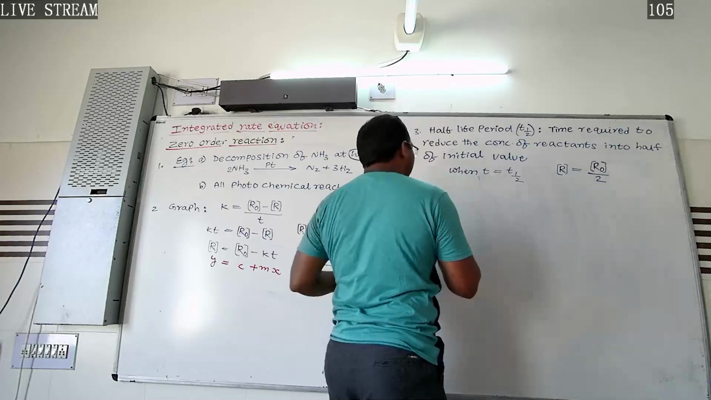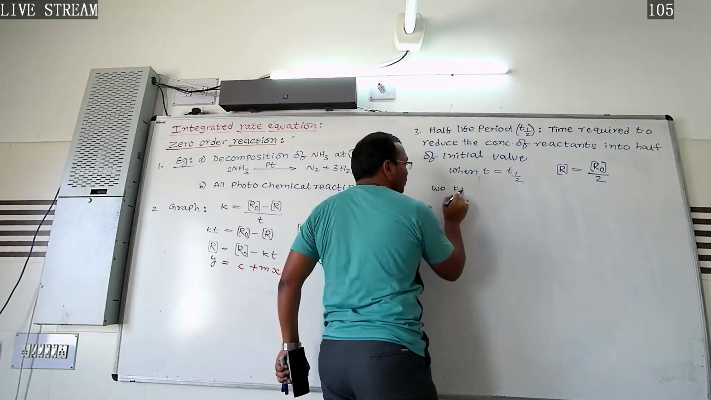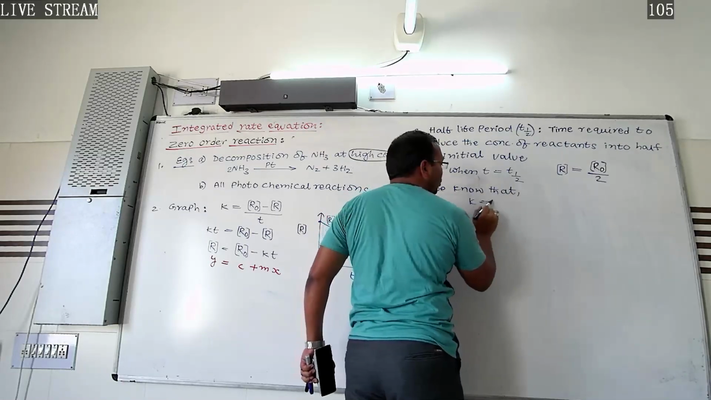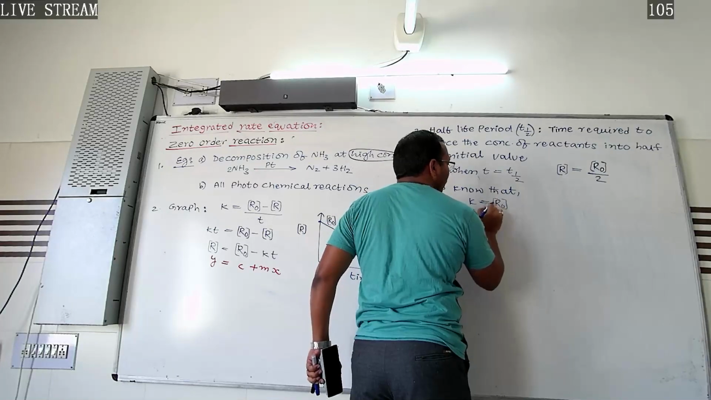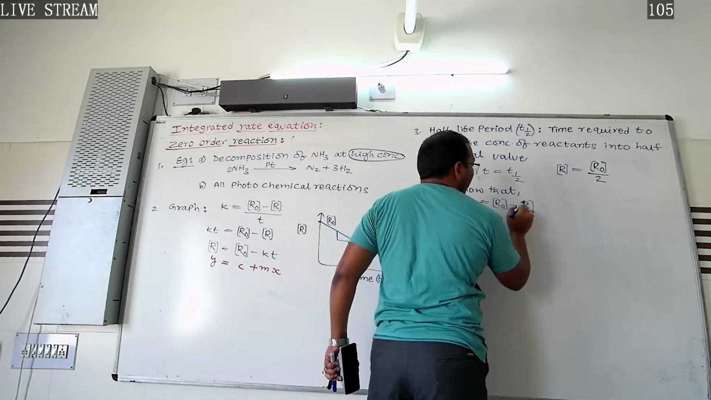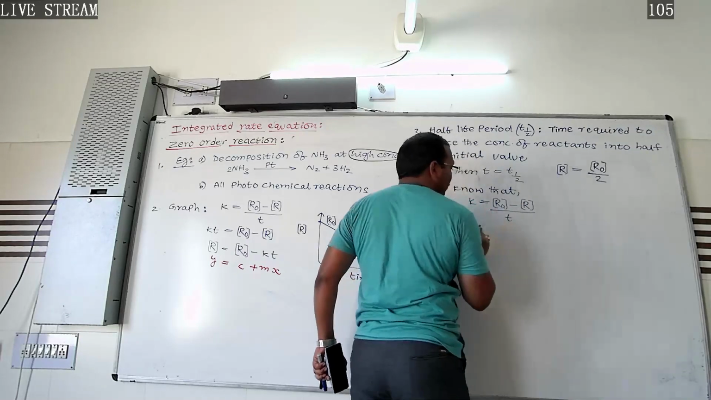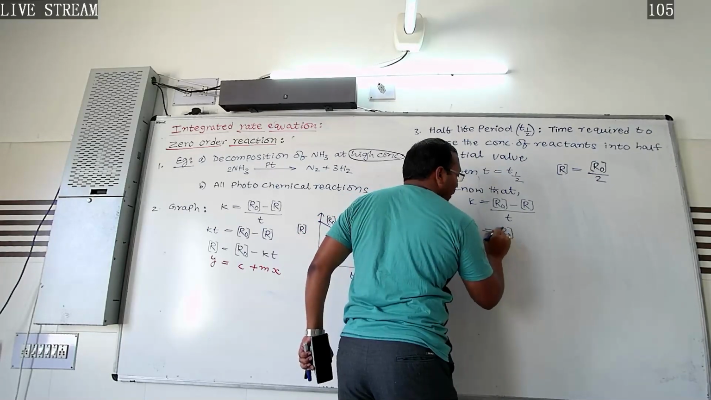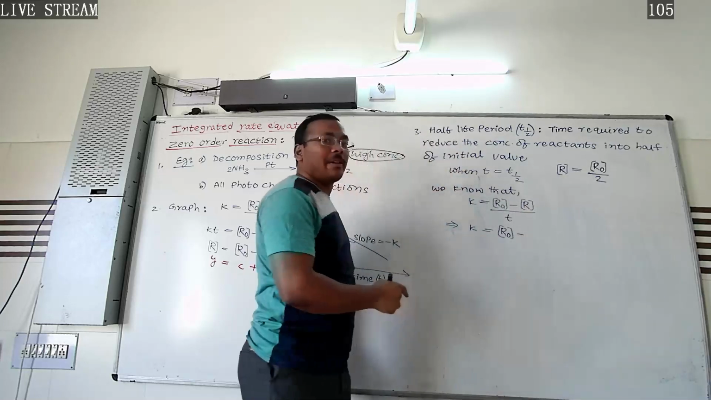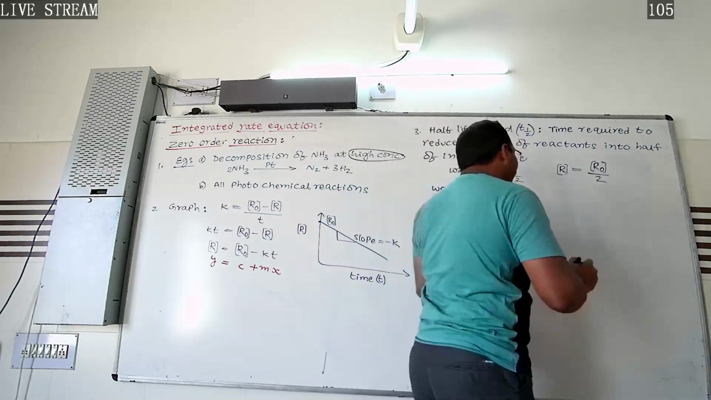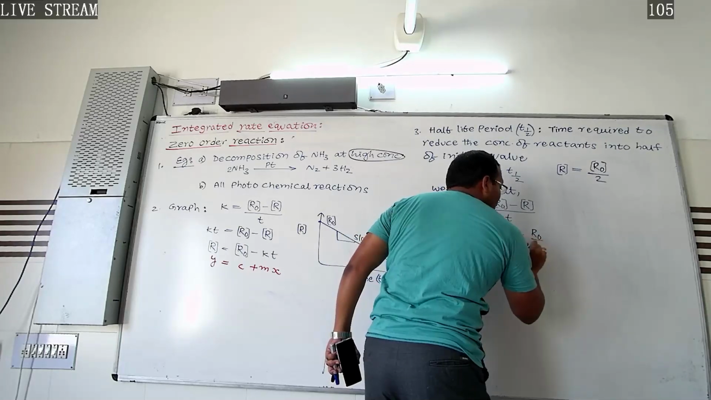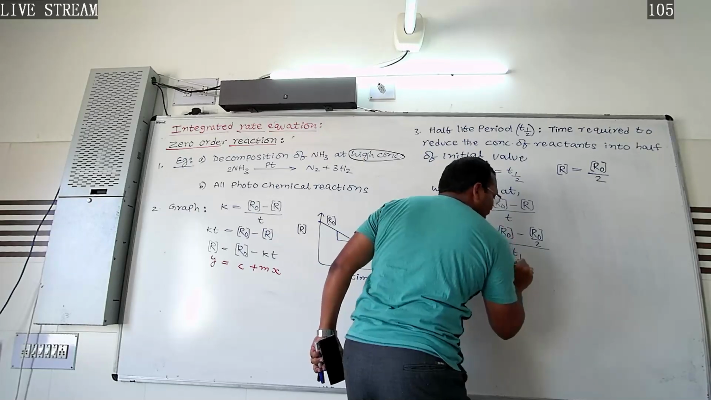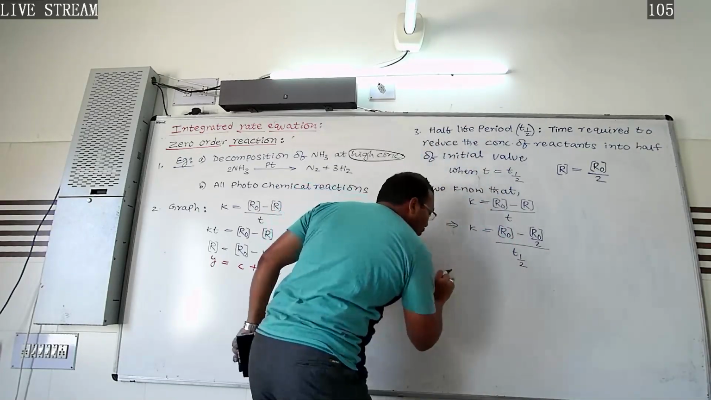So we know the zero order expression: K is equal to R naught minus R divided by T, which implies K t is equal to R naught minus R. What is the final concentration value? That is R naught by 2, half of the initial concentration, when time is equal to T half. Understood? So we have to find the T half value here.